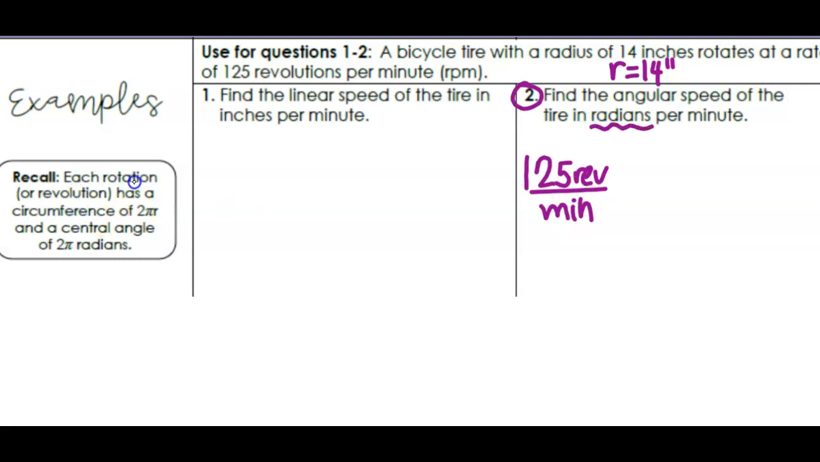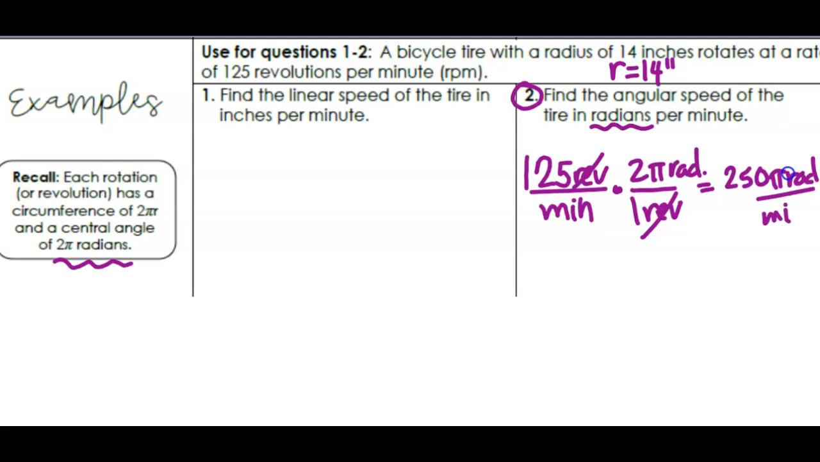There's a little reminder over here that every revolution or rotation is 2 pi radians. So we're going to use our dimensional analysis here. We want to get rid of revolutions, so we're going to write 1 revolution is 2 pi radians. Remember, you really don't have to write the word radians. It's understood. These divide out, and we get 250 pi radians per minute. And I'm just going to leave that. If you want to change it to a decimal, you can. But we are going to use that. By the way, that's our angular velocity. And we're going to use that over here to find the linear speed.